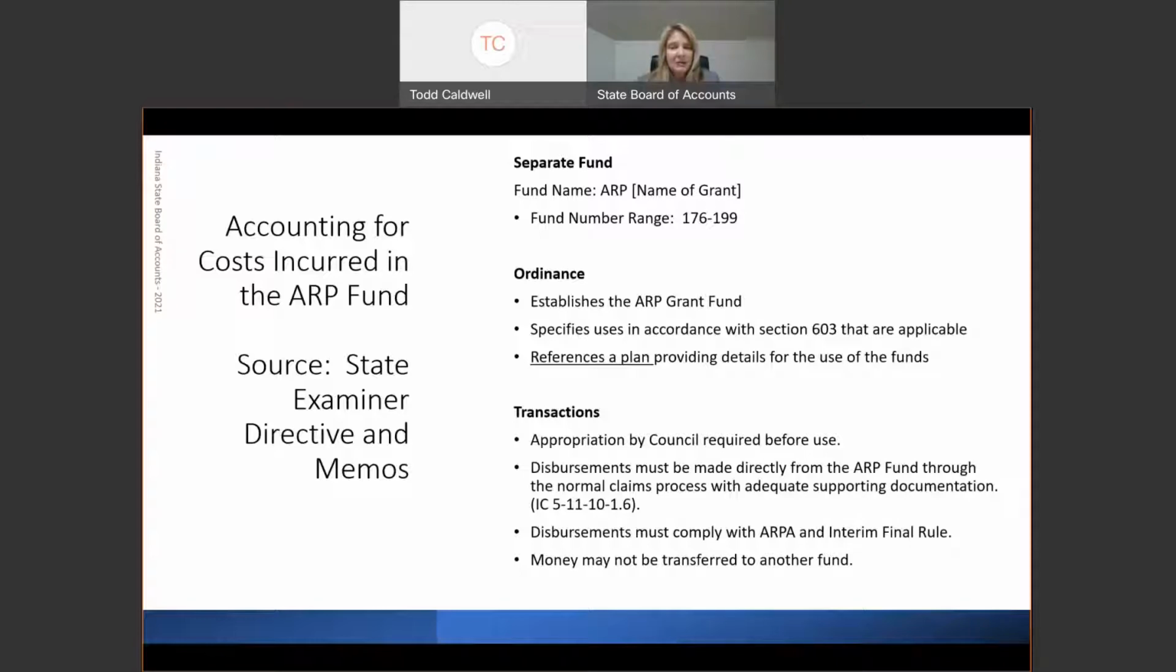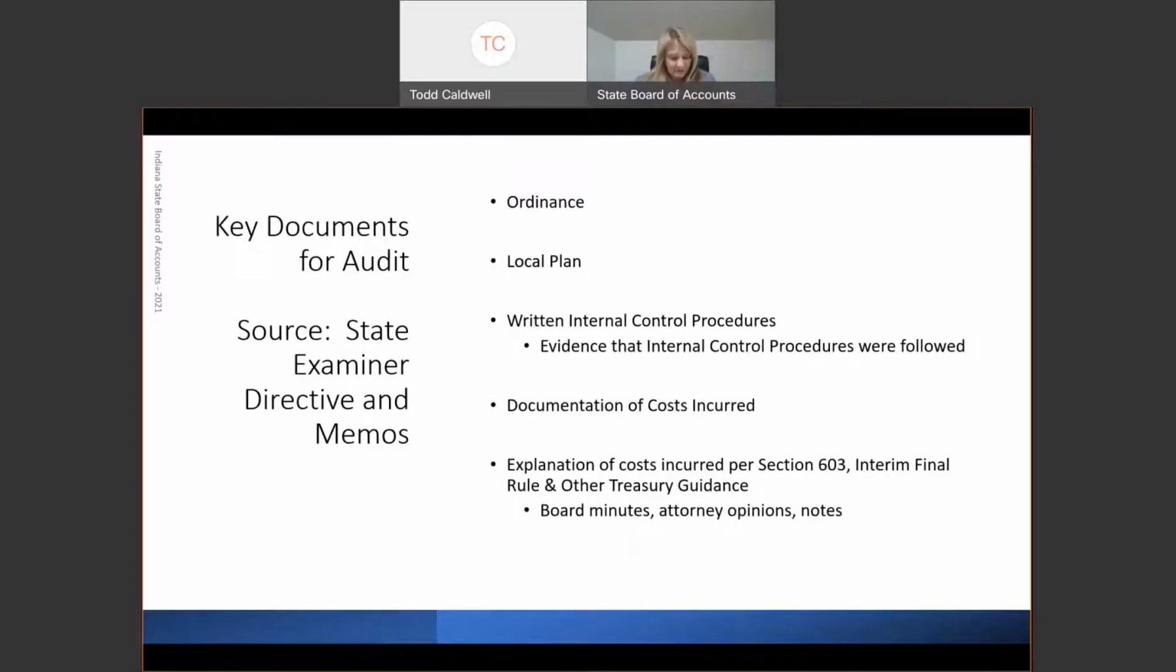Disbursements do have to comply with the ARPA and the interim final rule. And then money may not be transferred to another fund. So hopefully you're familiar with all that, but again, there was a review of that.